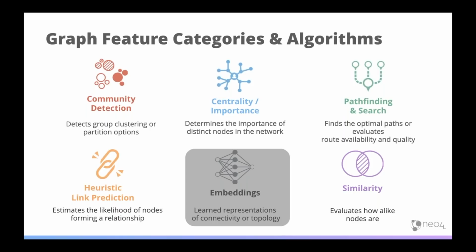And then pathfinding, the foundational group of algorithms for graphs, really looks at finding optimal paths, and also tries to look at availability and possibly the quality of those paths between things. There's also heuristic link prediction. We're going to talk a little more about this one. That whole category of algorithms looks at the likelihood of nodes forming relationships based on how close they are, based on some kind of heuristic proximity. Similarity algorithms look at how alike nodes are, usually based on some kind of feature or property in common.